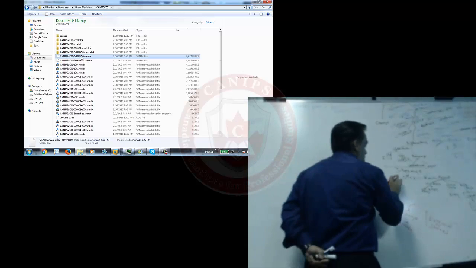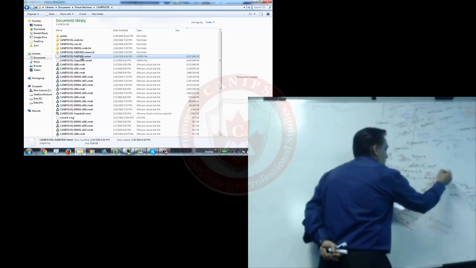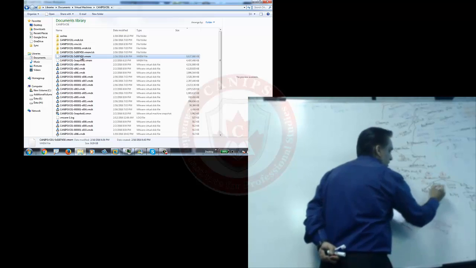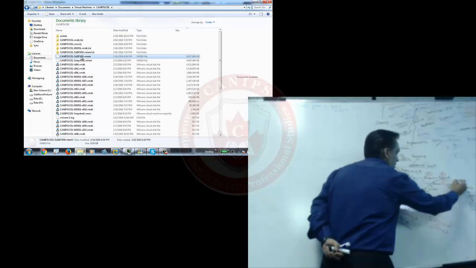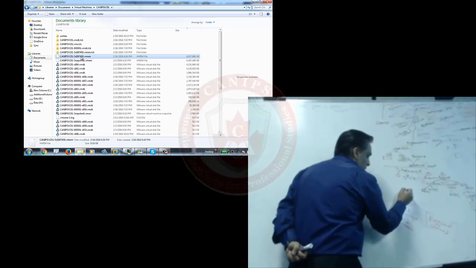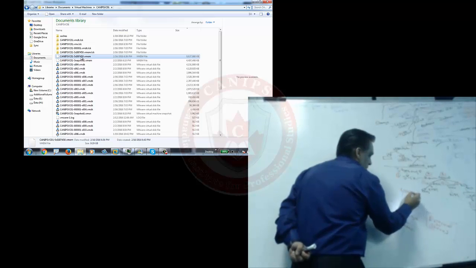It was raw to start with, number one. Number two, it was formatted. When it is formatted with Windows, it becomes NTFS. When it is formatted with Linux, it is this. And then it becomes usable. So I'm going to say this is a usable storage.